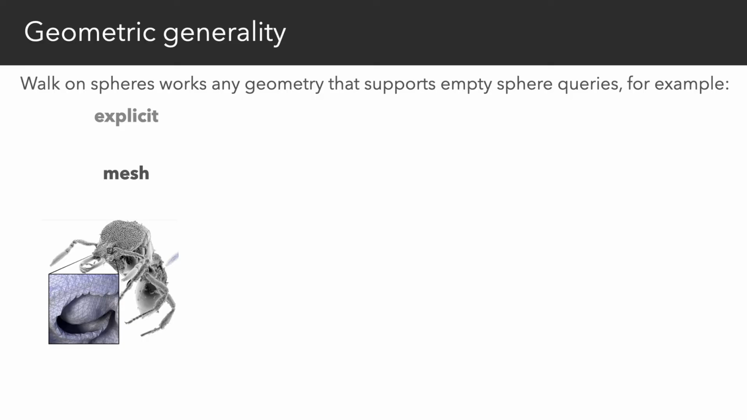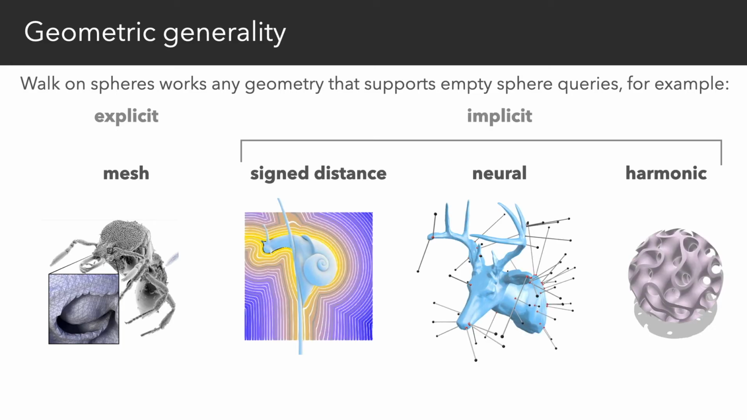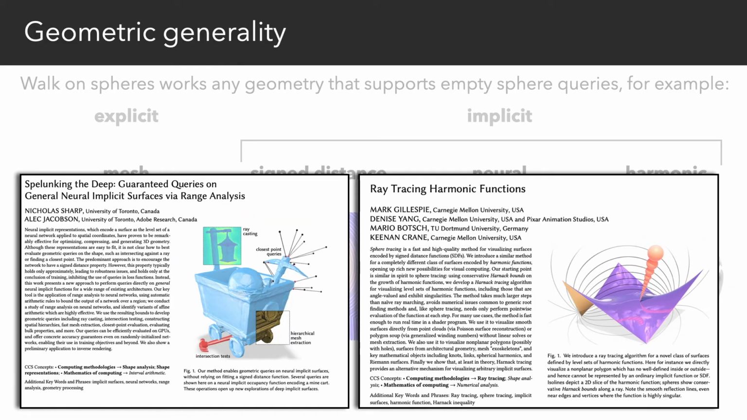Beyond explicit meshes, walk-on spheres can also be used on any geometric representation that supports closest point queries. This lets us directly solve PDEs on implicit geometry, like signed distance functions, neural implicit surfaces, or even harmonic implicit surfaces, without an intermediate mesh. And only very recently have scalable queries been developed for some of these representations, and so applications of walk-on spheres to these alternative representations are largely underexplored.